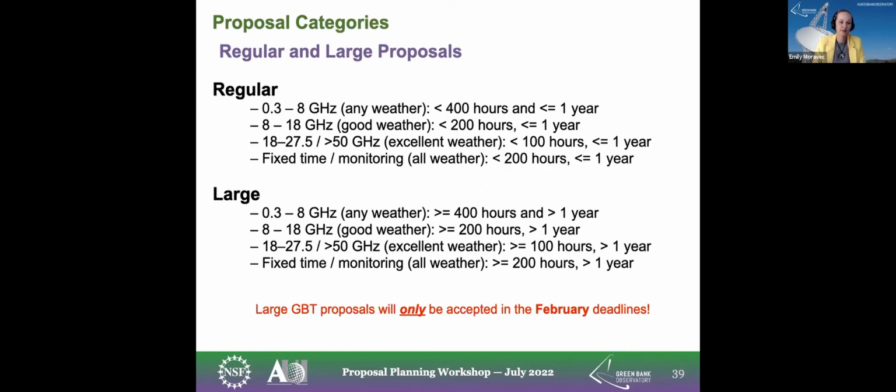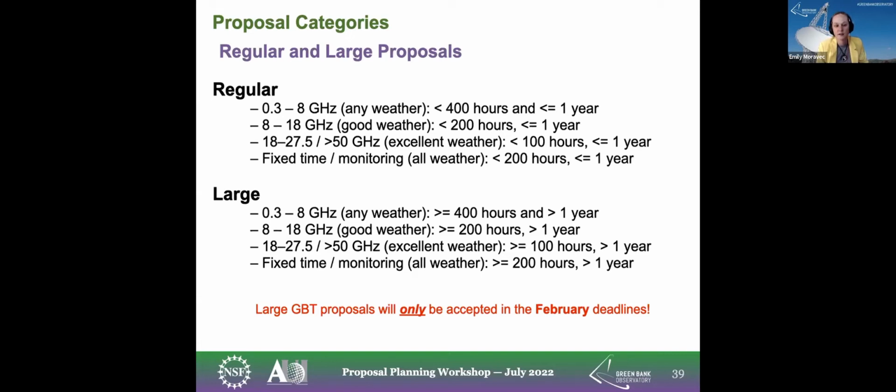So we have different proposal categories. There are the regular and the large. The basic difference is the number of hours and the cadence that you need to observe. This cycle, we will not be accepting the large GBT proposals. We only accept those in February, so you'd have to wait for the next proposal call for that.